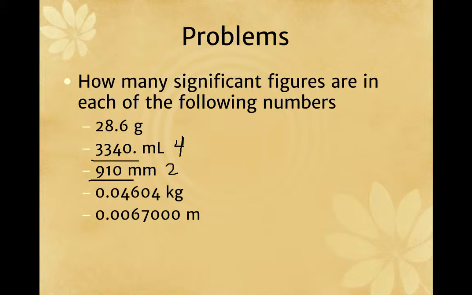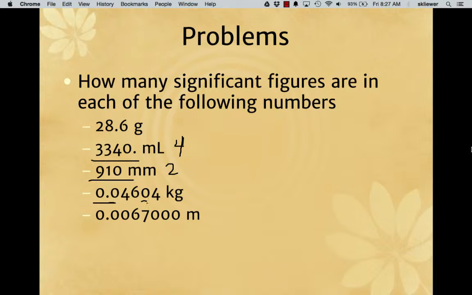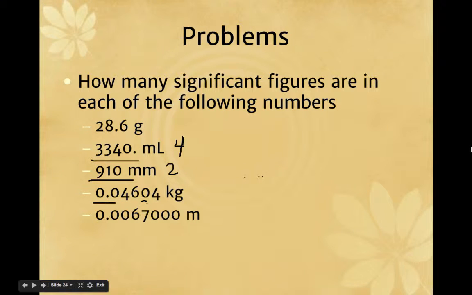Looking at the next number, I have 2 zeros at the beginning. Those are leading zeros. Leading zeros are never significant, so I can ignore those. And I have 1 captive zero right here. Captive zeros are significant. 1, 2, 3, 4. So I have 4 significant figures here.